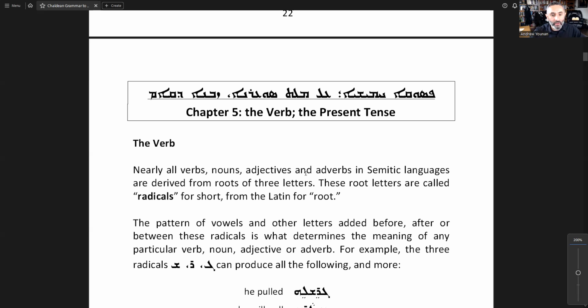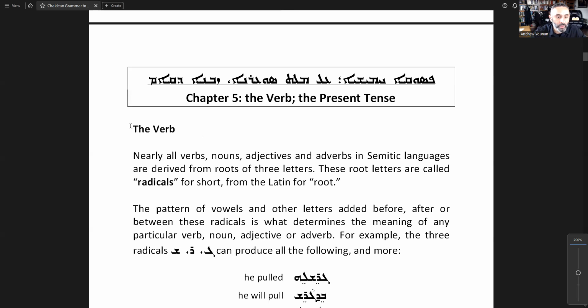Chaldean Grammar, Chapter 5. Finally, we get to the verb. I'm going to introduce the verb generically, then give you the present tense. This is a long chapter, and if this is your first time learning the language, I suggest that you pause about halfway through. I'll tell you when, and focus on that material for a few days before you see the rest of it, but it's up to you.